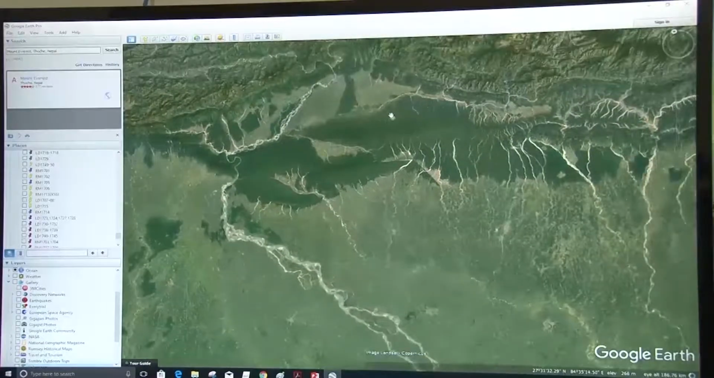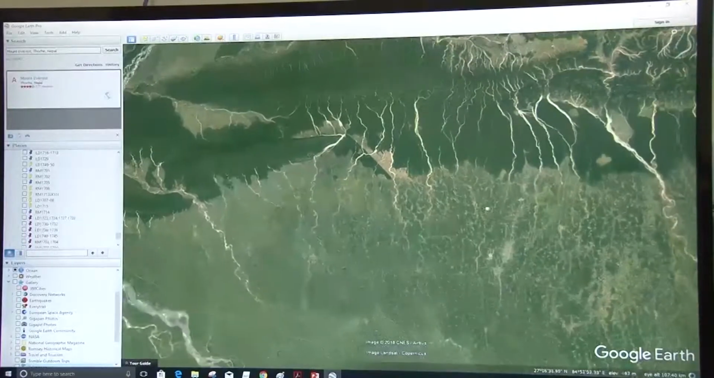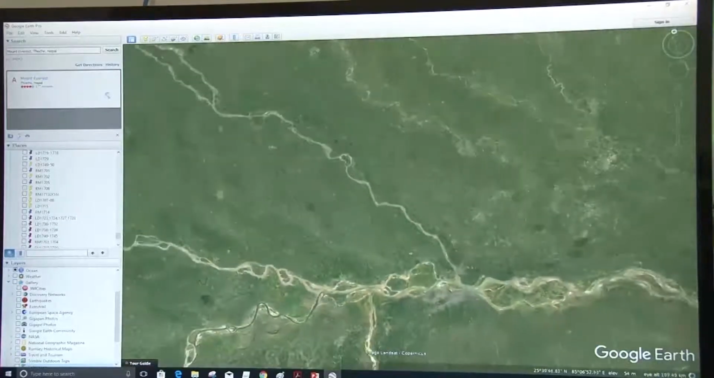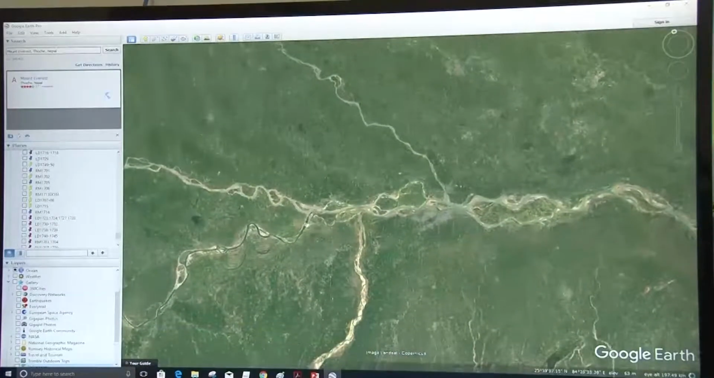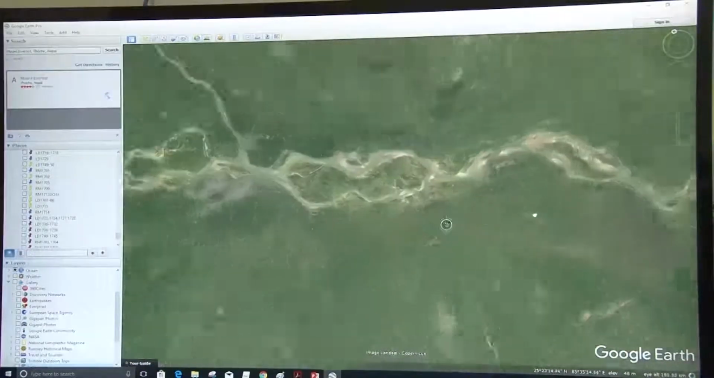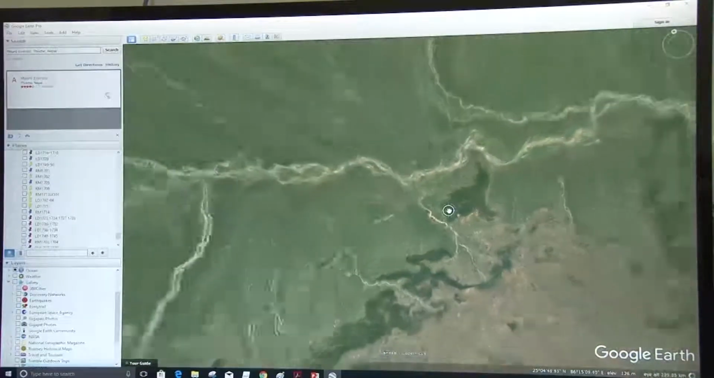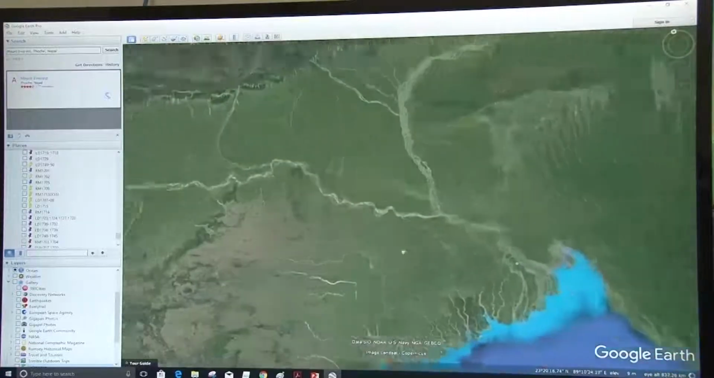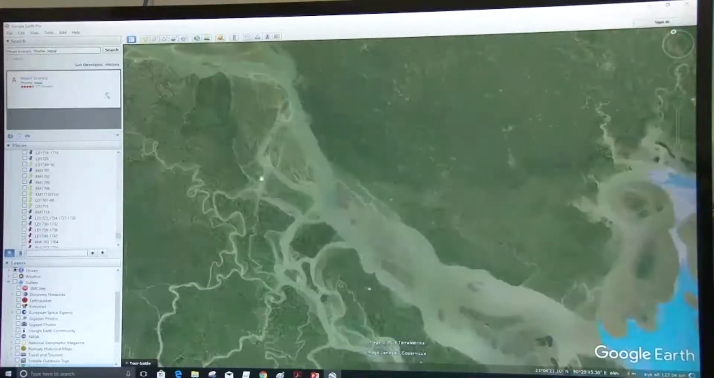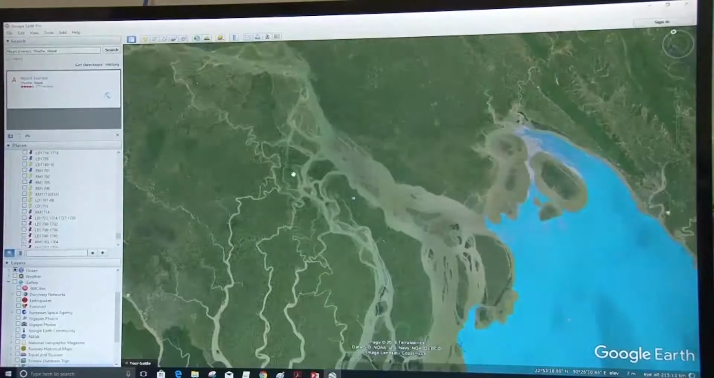Like here you are looking at the parallel drainage patterns, and then as you move towards the Indo-Gangetic Plain, you will be able to see more meandering patterns, wider channels, and large and extensive floodplain areas. These are the older stages of a river. This is the oldest stage.